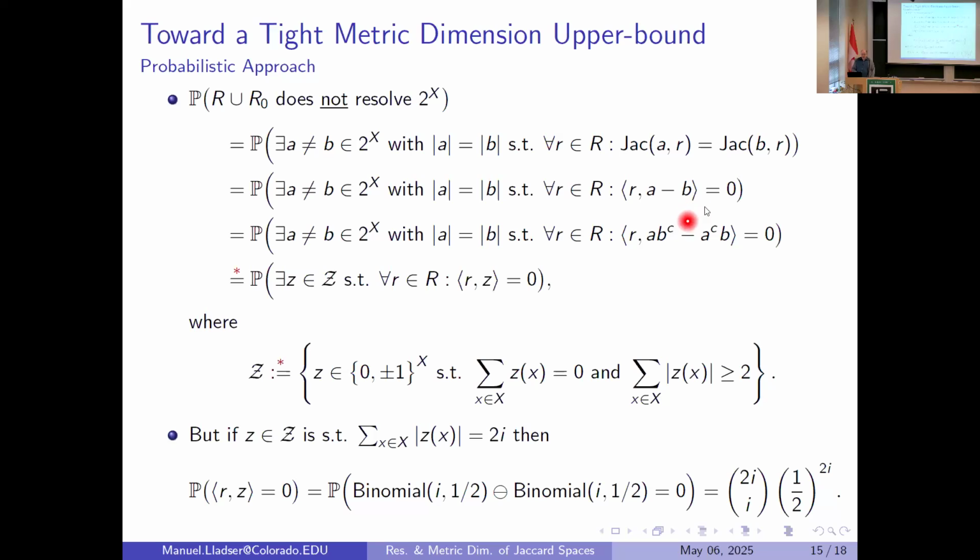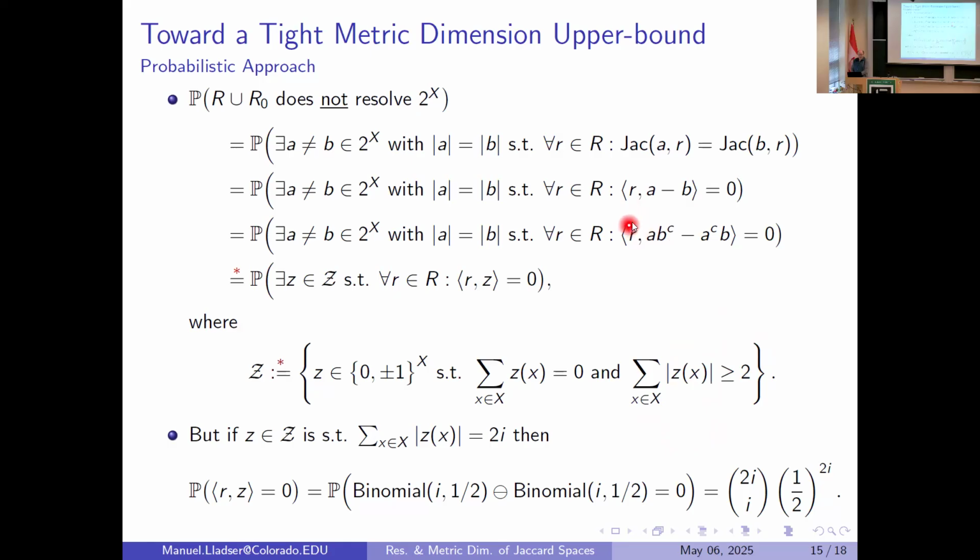And the question is, well, what does this mean? Well, this is a vector. I would call it Z. And when one looks carefully at this vector, one realizes it has 0 or plus or minus 1 coordinates. The sum of the coordinates is 0, because for every 1 there has to be a negative 1, because A and B have the same size. And there has to be at least one 1 and at least one negative 1. So the sum of the absolute values is at least 2.